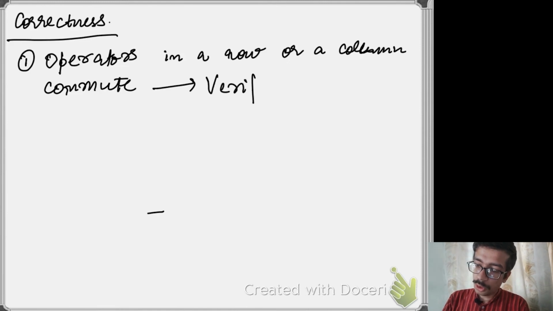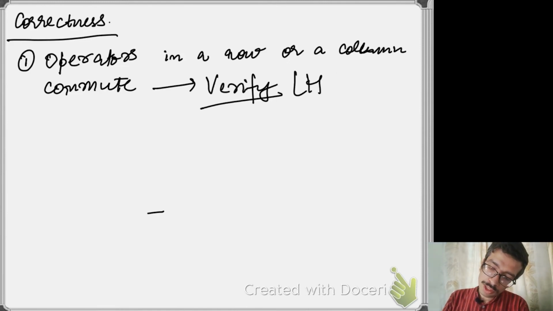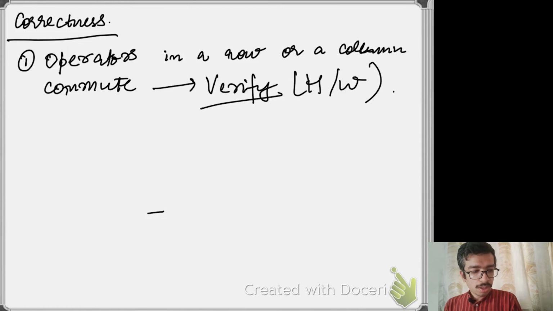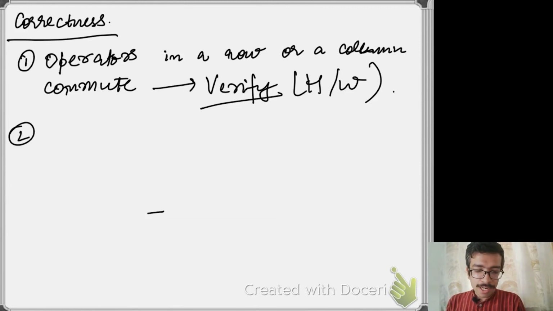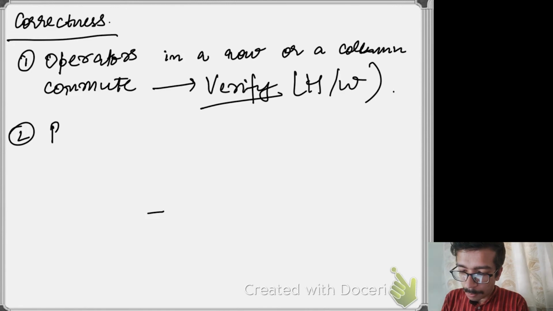So this is something which you need to verify. So this is also a homework. Okay, and yeah, so keep writing the solutions to homework in the comments. Second thing we need to verify is that the row and column, they have the correct product.